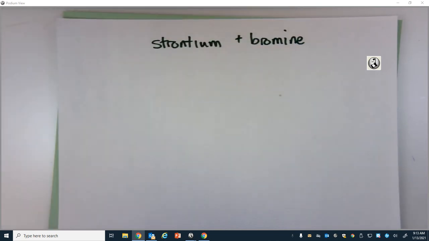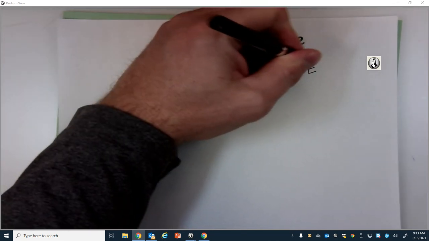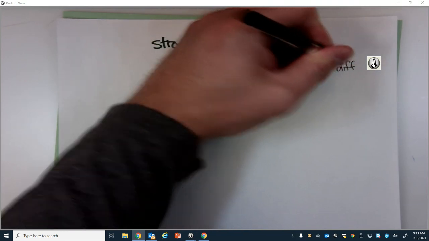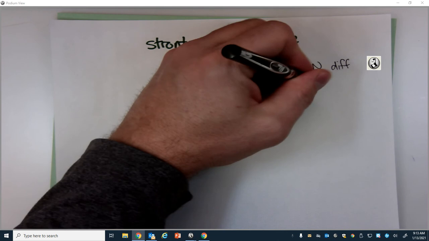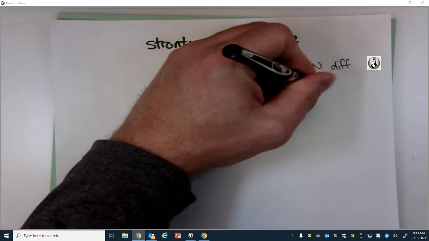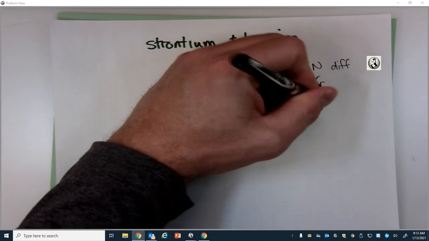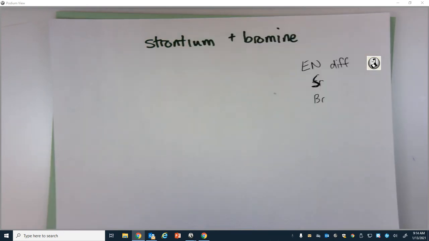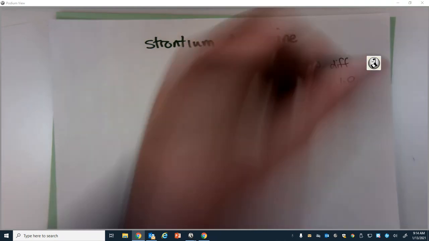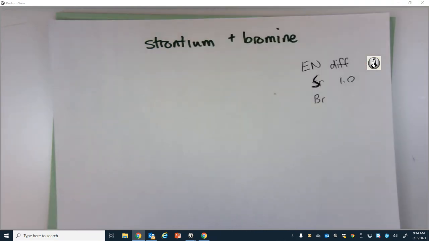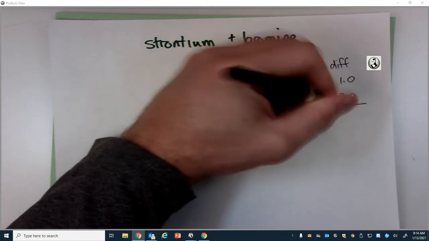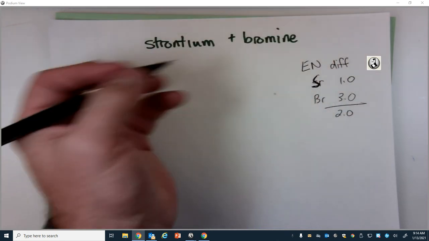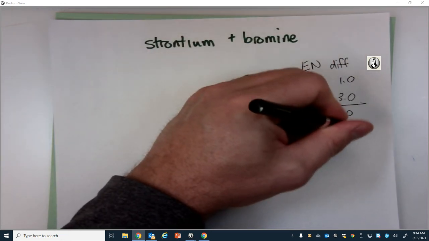All right, first thing we got to do here is electronegativity difference. So you've got strontium and bromine. So strontium is element number, what is it up there? 38. So you go down to 38 on table S. Strontium has got a 1.0 electronegativity value. Bromine is 35. So you go to 35 for bromine. Bromine's got a 3.0. So 1.0 minus 3.0 is a 2.0 electronegativity difference, which means this thing is ionic.